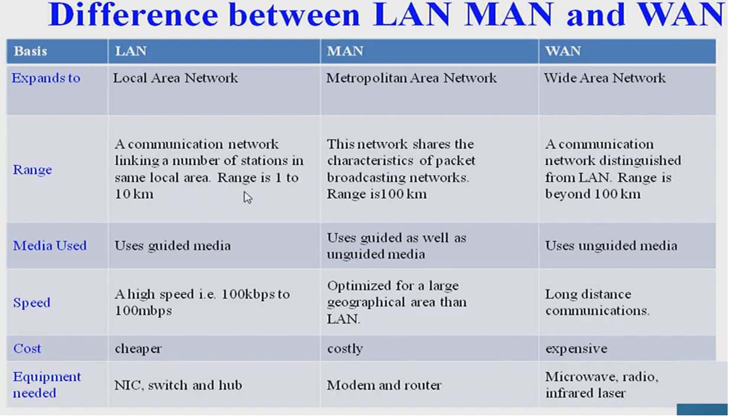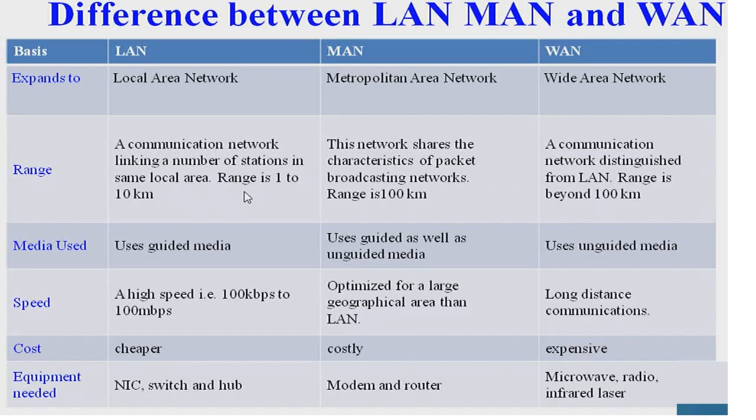Second one, the range. Already we have studied that on the basis of scale, the network is divided into various types. There we studied PAN, the personal area network. Here it is not given. We are studying these LAN, WAN, MAN differences. If the range is 1 to 10 kilometers, it will be LAN. If it is more than 10 kilometers to 100 kilometers, it will be metropolitan. And if it is more than 100 kilometers, it will be a wide area network.